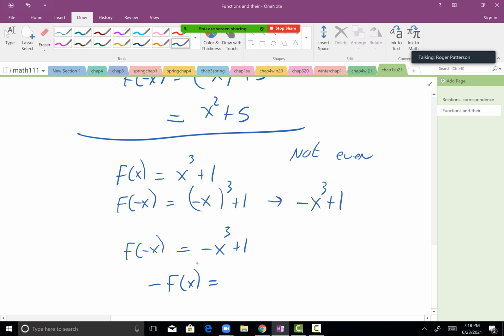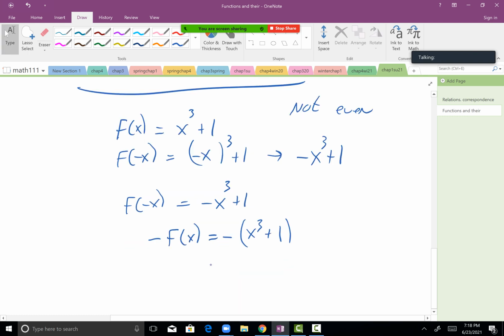So that means I take f of x, which is x cubed plus 1, and I would put a negative out in front. Sure enough, I get negative x cubed, but I also get negative 1. So since I get a negative 1 here, and not a plus 1, then it doesn't work, because right here, when I take this, I get plus 1, whereas when I take the negative, I get a negative 1. So that doesn't work.